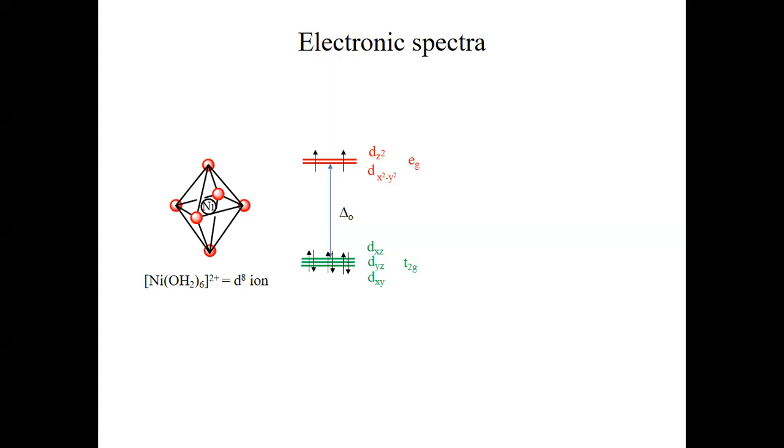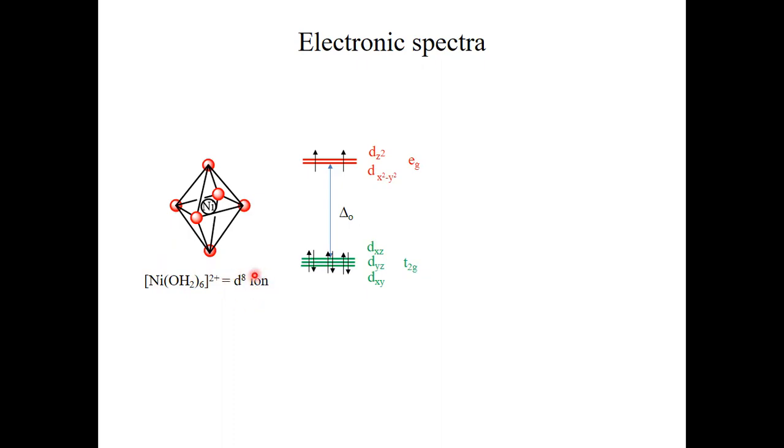Let us consider an octahedral nickel complex, and let us see how well the ligand field theory can actually explain an experimental absorption spectrum, which would be characteristic for the optical properties of the complex. So here we have an octahedral complex. It's a hexaaqua nickel 2+ complex.